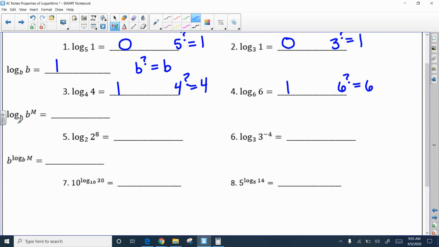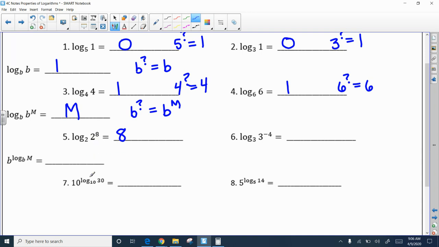All right, next property, log base B of B to the M power. The log base B and the exponential base of B are actually going to cancel each other out, and we're just going to be left with M, whether M is a number or an expression. That makes sense because this is saying B to what power equals B to the M power. In order for those to be equal, the power has to be M. So if we look at number 5, log base 2 of 2 to the 8th power, this log base 2 and this exponential base of 2 are going to get rid of each other, and this is just going to equal 8.